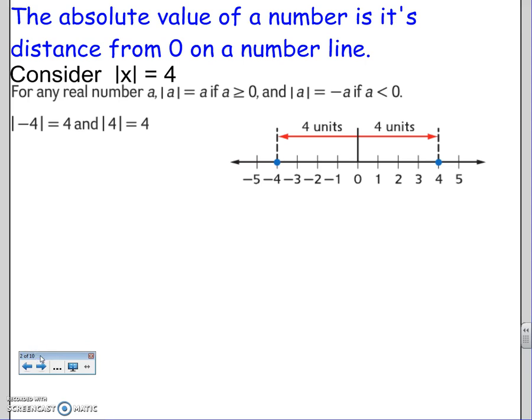So first, know the definition. The absolute value of a number is its distance from 0 on a number line. So let's consider the absolute value of x equals 4. Basically, this is asking what number is 4 spots away from 0 on the number line.